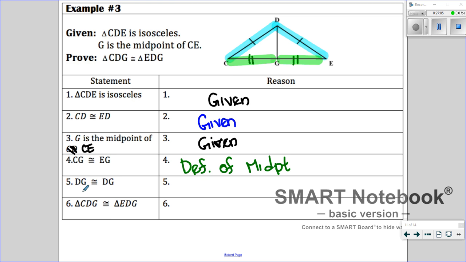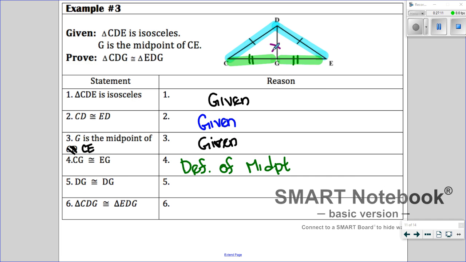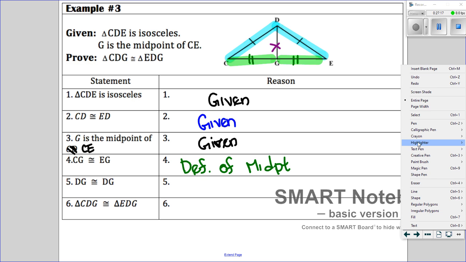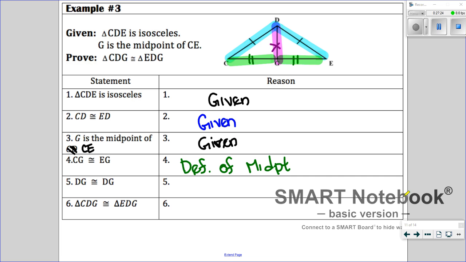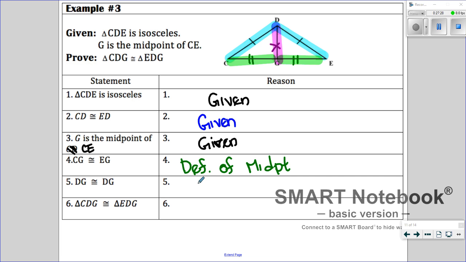Now they say that DG is congruent to DG. And I'm going to mark that. And notice that there are 2 triangles. They share the same side. So it's going to be the reflexive property. I'm going to highlight that. Right. So this is because of the reflexive property.